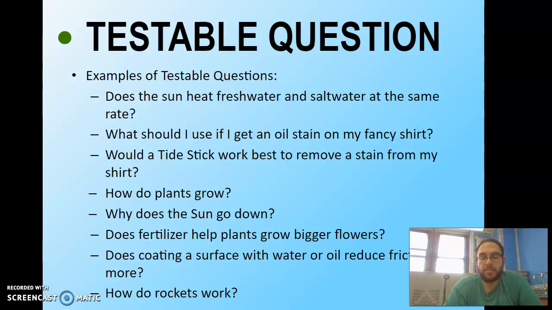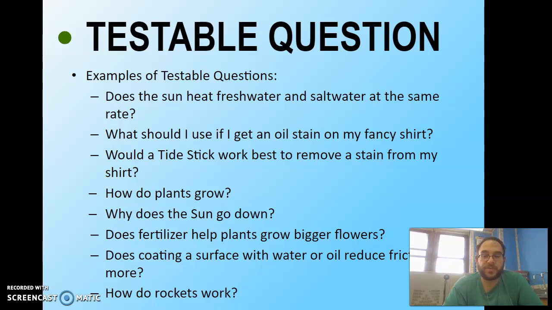How do plants grow? That would be a research question, right? That's a vague question. There's lots of different ways plants grow. How does the sun go down? Why does the sun go down? Again, research question.